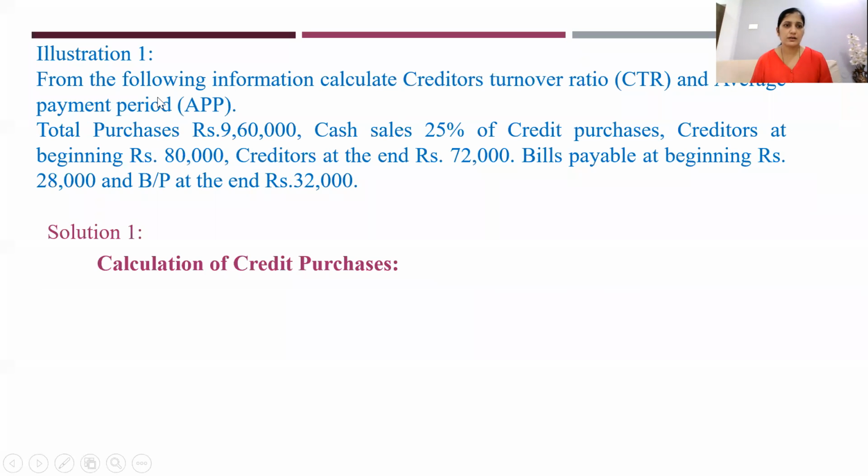Take down this problem. From the following information, calculate creditors turnover ratio, we also call it CTR, and average payment period, APP. Total purchases is equal to rupees 9,60,000. Cash purchases is 25% of credit purchases. Creditors at the beginning is 80,000. Creditors at the end is rupees 72,000. Bills payable at the beginning rupees 28,000 and bills payable at the end is 32,000. Take down this problem, all of you.